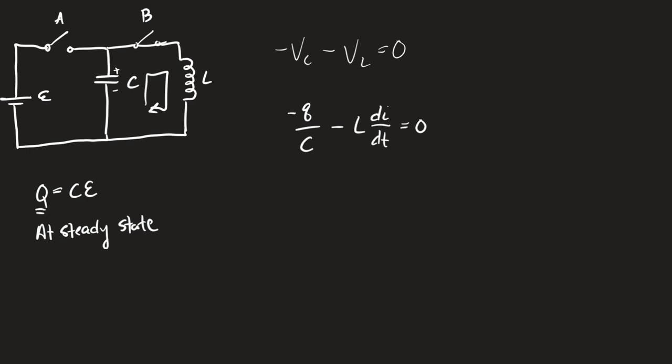Now, di/dt is based on the rate of change of current, but current is its own differential. It's dq/dt. So I want to get this all in terms of a single variable, so I'm going to get the whole thing in terms of q. That means I have negative q over c minus L times the derivative of q with respect to t.